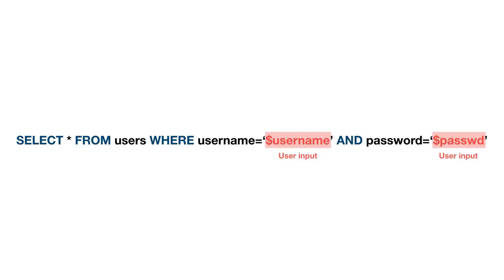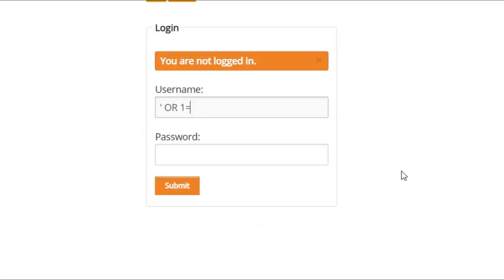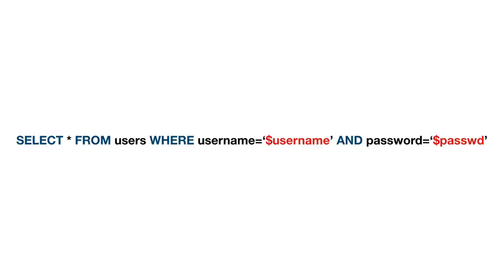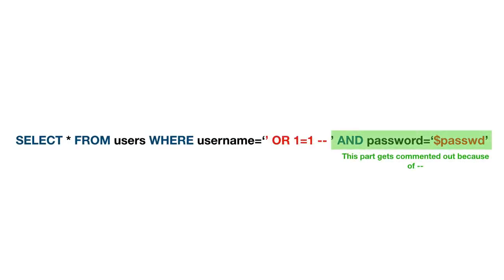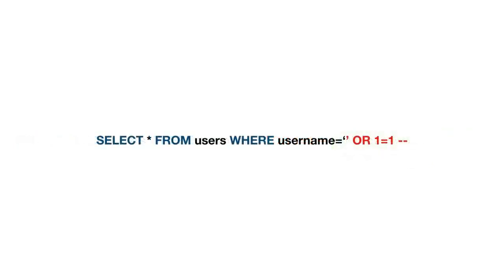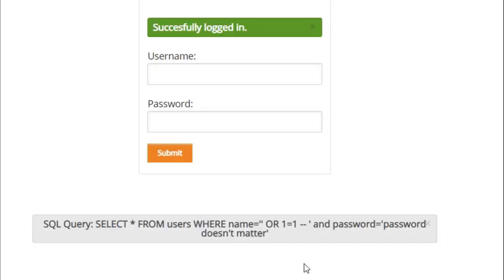The user can simply provide an SQL statement like this as the input for the username field. And when it's sent to the server, it modifies the hard-coded SQL query on the backend such that the query always returns a row no matter what the password is. This is a typical example of SQL injection. To prevent these attacks, the user input must be first sanitized before performing any SQL operations.